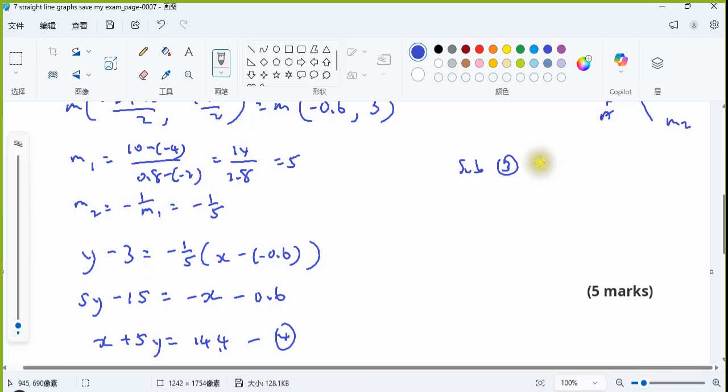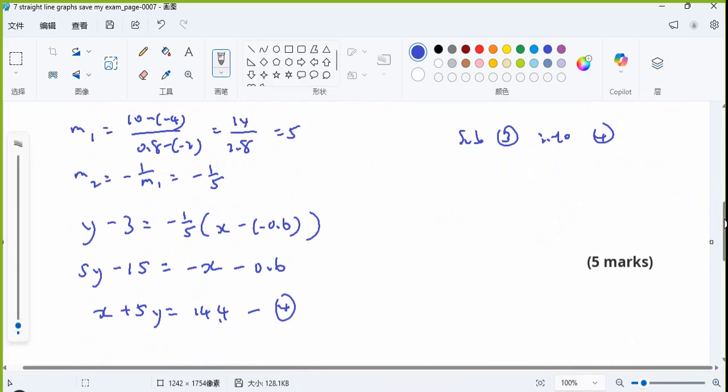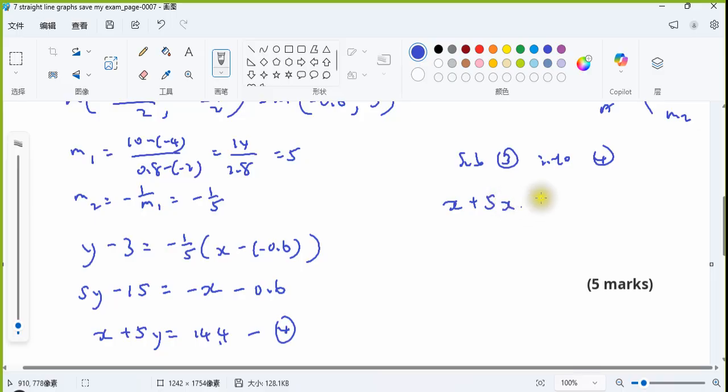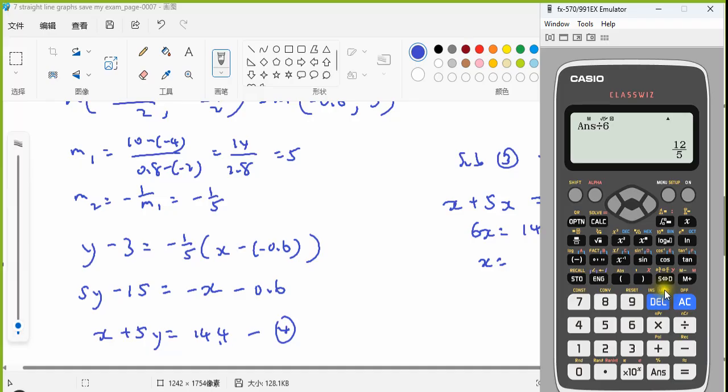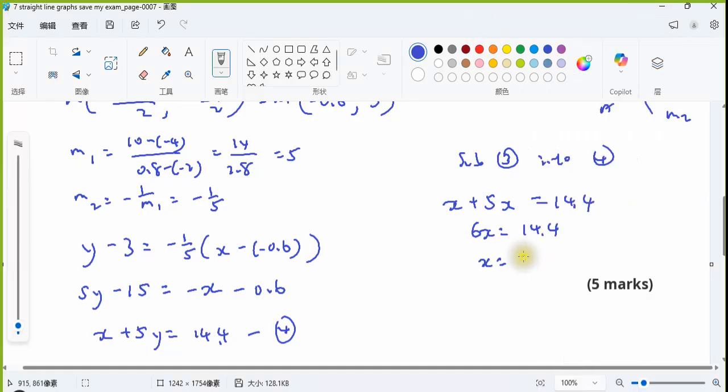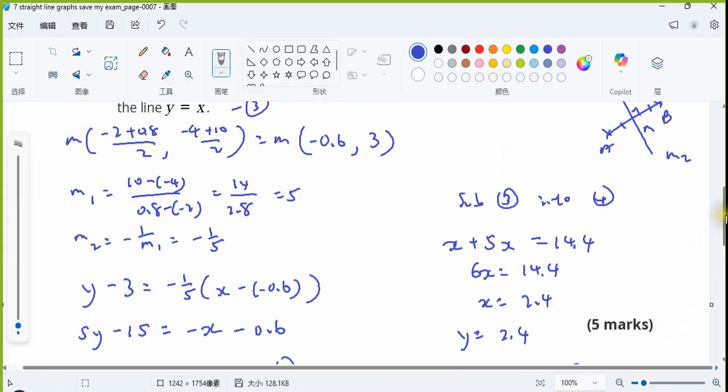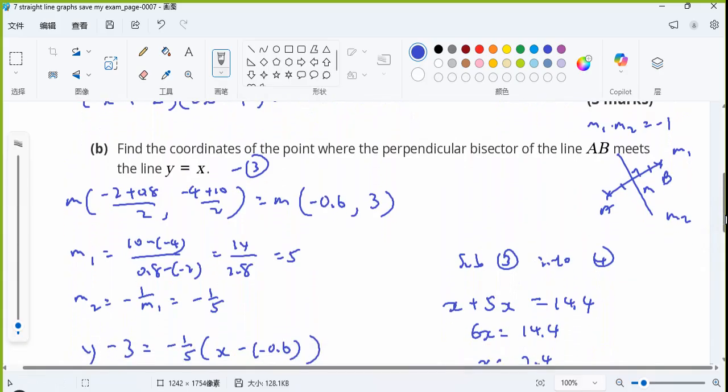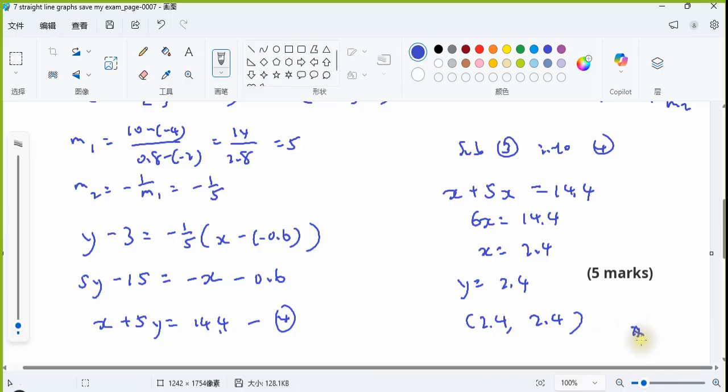So we sub equation 3 into equation 4, where y equal to x. So we have x plus 5x equal to 14.4. 6x equal to 14.4, so x will be 14.4 divided by 6, which is 2.4. So y equal to 2.4. So (2.4, 2.4) is the intersection between the line y equals x and the perpendicular bisector of AB. Or we can write it as a fraction.